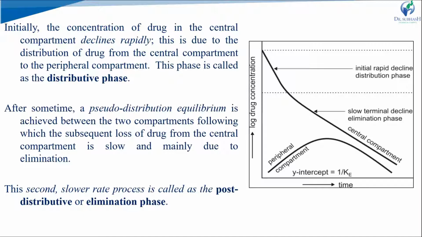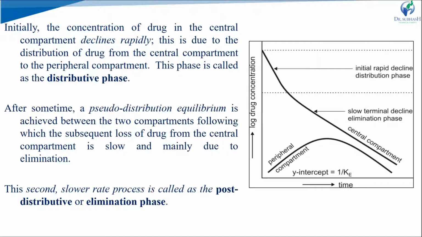The subsequent loss of drug from the central compartment is slow and mainly due to the elimination process. So this is the graph for the central compartment. This second, slower rate process is called the post-distributive or elimination phase. So in the central compartment we see two phases: the distributive phase and the post-distributive or elimination phase.